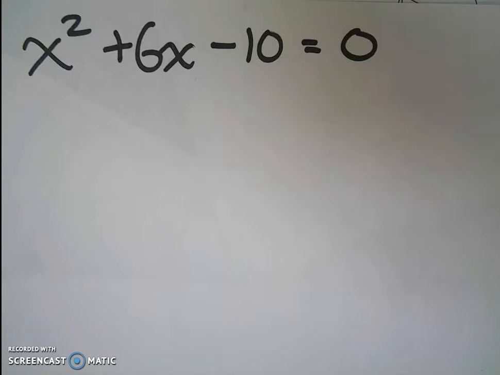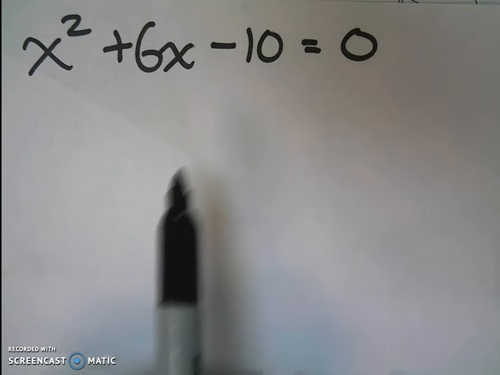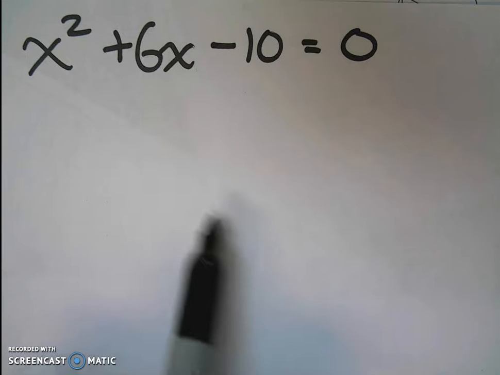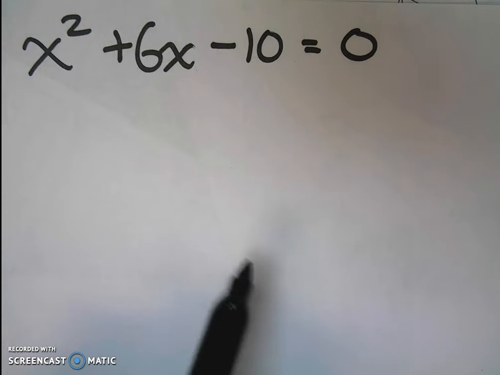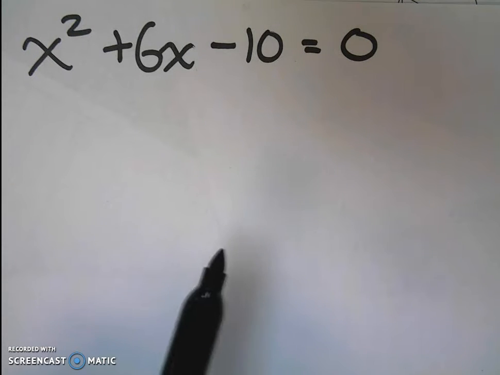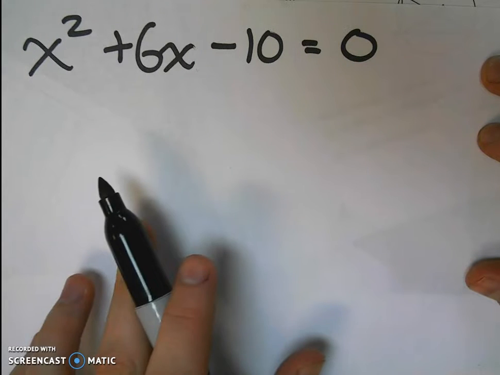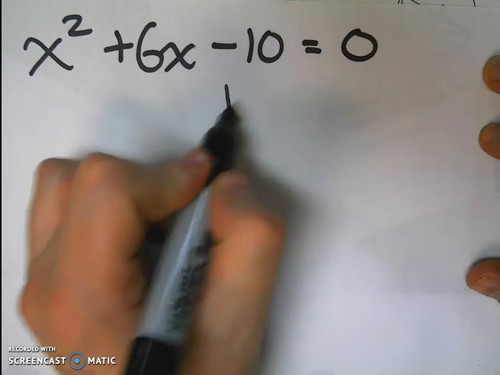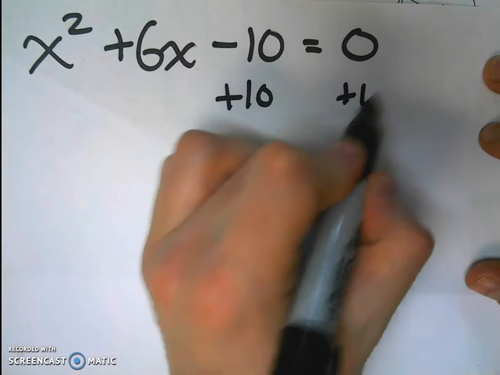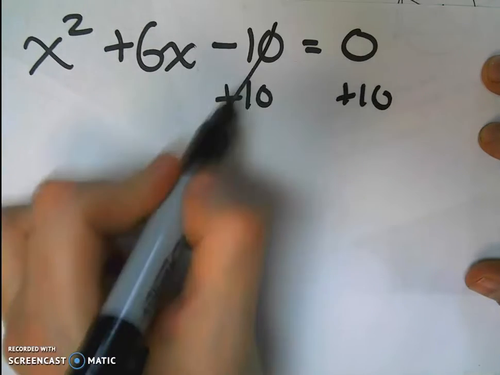Alright, today we're going to review completing the square back from algebra so that we can convert one of our quadratic equations into something that would help us find the equation of a circle. The first thing that we want to do is take any number that doesn't have a variable next to it and move it to the other side. So we're going to add 10 to both sides of this equation.